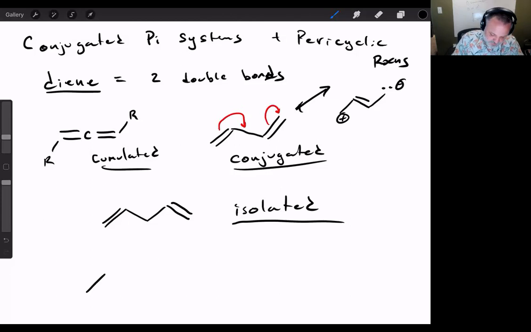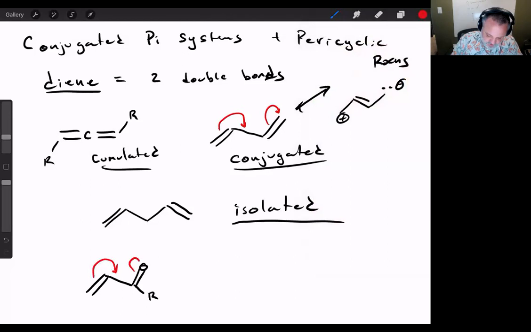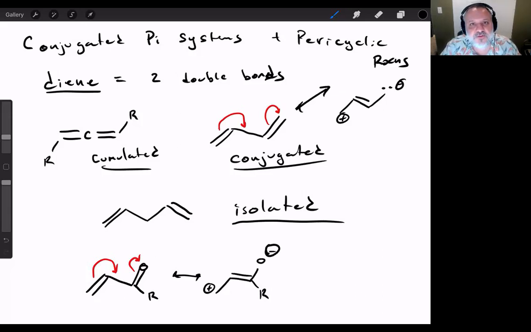We could see this happening in a conjugated enone as well. We could say, well, this system is conjugated as well, and we can show the resonance happening here, where the negative charge appears on the oxygen and a positive charge appears on the carbon. All right, I'm going to just pause for a quick beat, see if anybody has any questions.